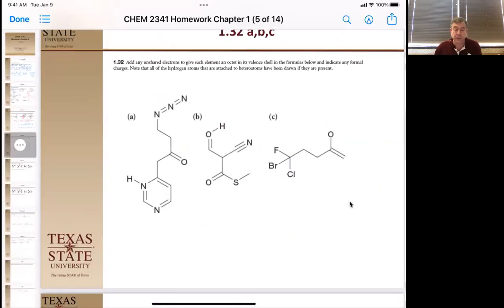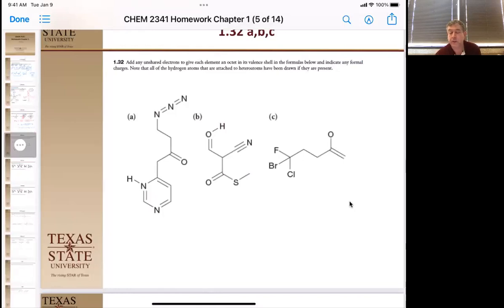Add any unshared electrons to give the element an octet in its valence shell in the formulas below and indicate the formal charges. Note that all of the hydrogen atoms attached to heteroatoms have been drawn if they are present, meaning if they're not there, those are going to be electrons. We're going to do A, B, and C.